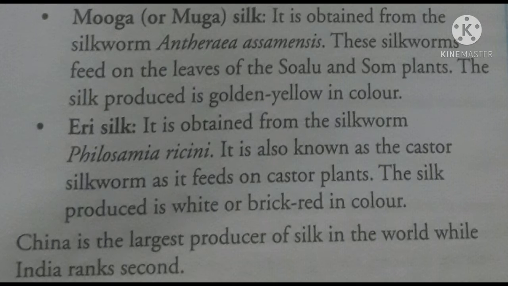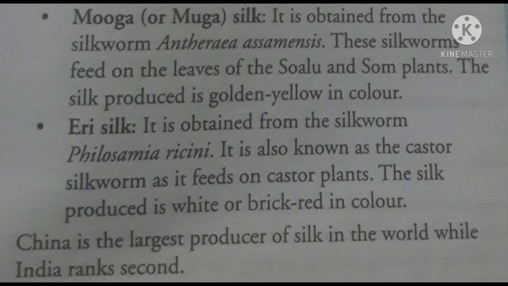The next type of silk is muga silk. It is obtained from the silkworm Antheraea assamensis. This silkworm feeds on the leaves of soalu and som plants, and the silk produced is golden yellow in color.